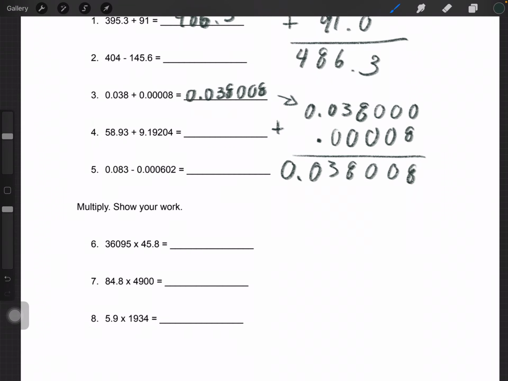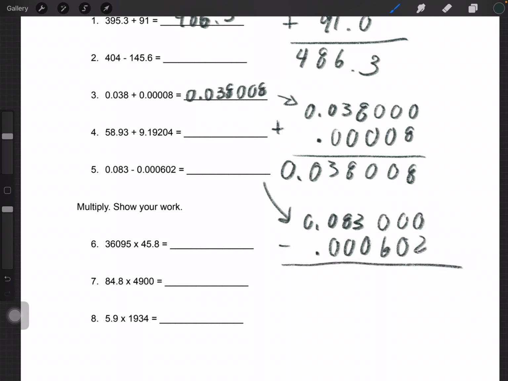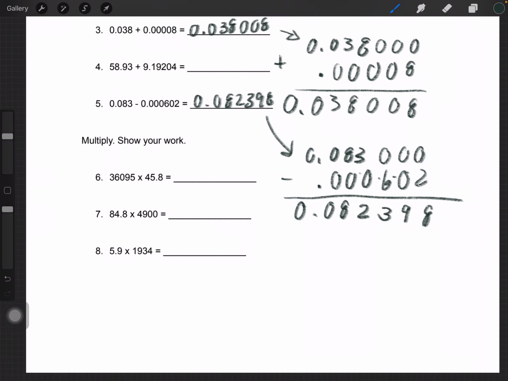Now a subtraction problem. This one, 0.83. You want to move the point here, and you have 3 zeros here, and a 602. Add the zeros up top, and you subtract 8, 9, 3, 2, 8, 0. So your final answer is 0.082398.